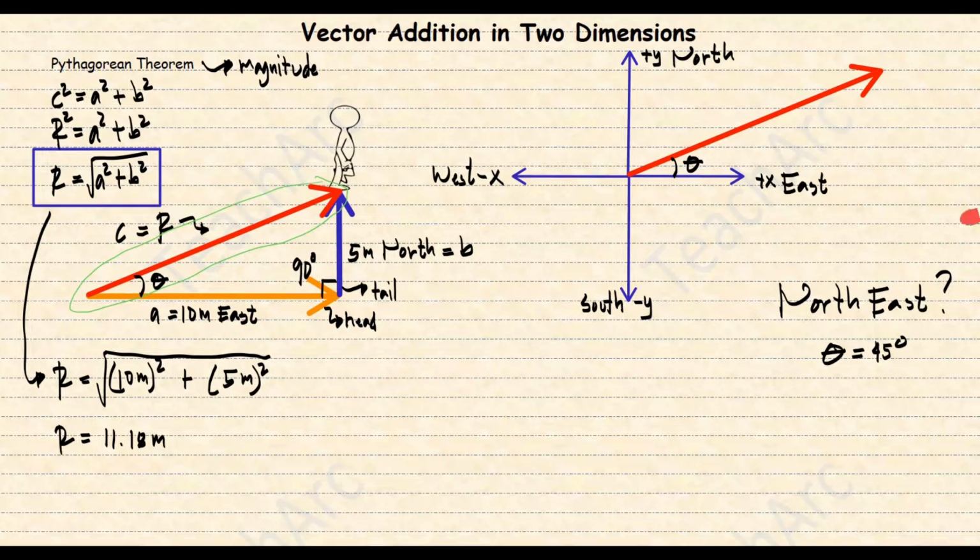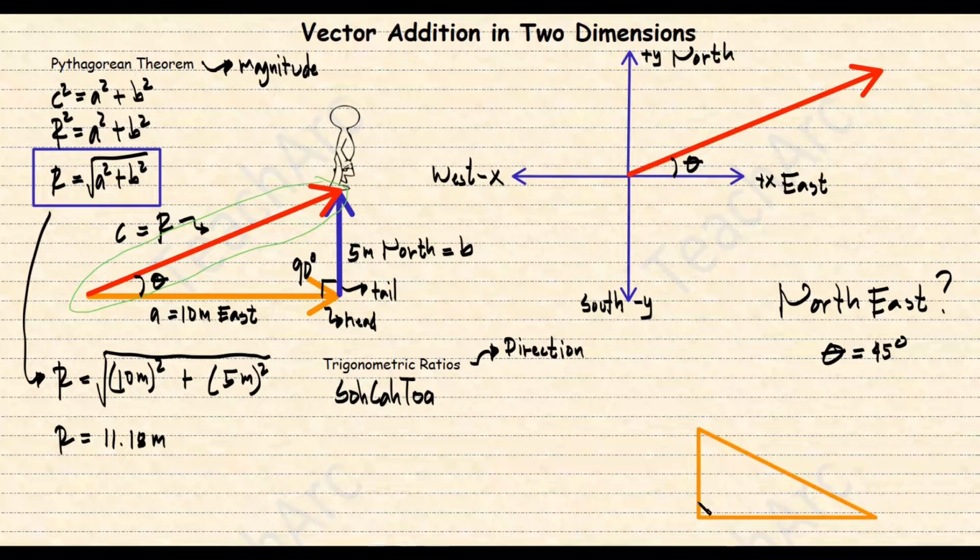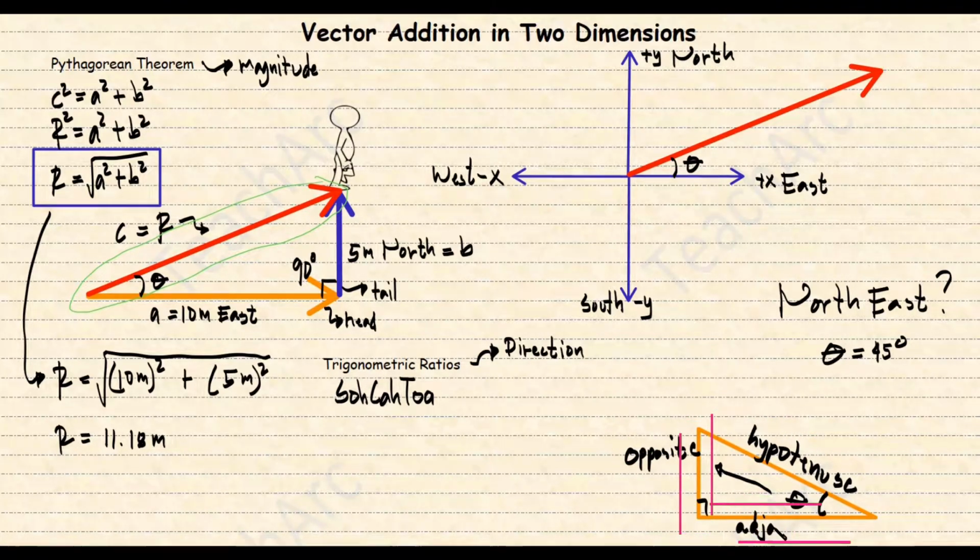Well, we can use trigonometric ratios to solve for the angle and help us identify the proper direction of our resultant. Maybe you are familiar with the mnemonic SOHCAHTOA because we'll be using that. If you want to find this angle, we note that this is the hypotenuse, the longest side of the triangle, and this side is the opposite side of that angle, and this is the adjacent side.